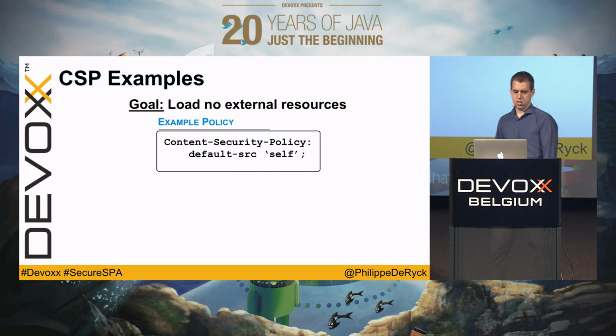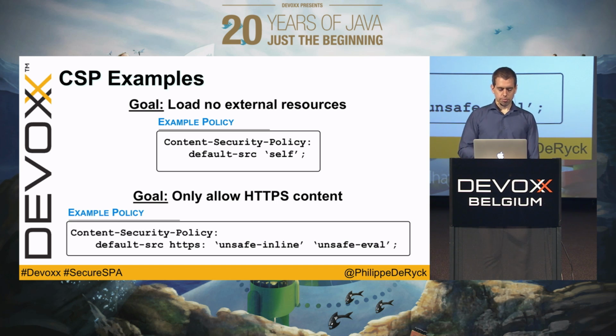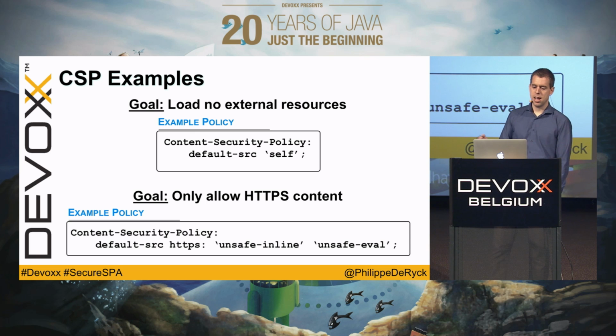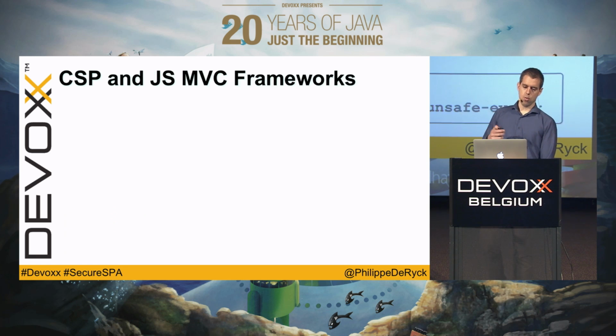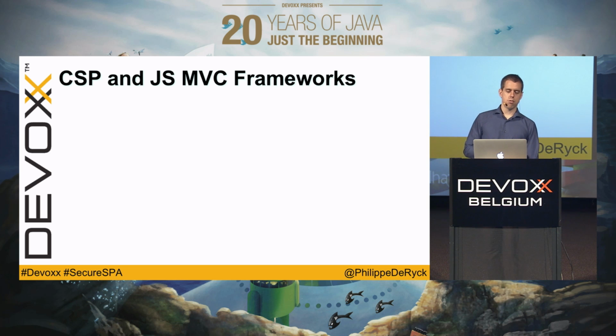So, a few more examples. If you want to avoid any external resources from being loaded, you can lock it down like this. If you want to allow only HTTPS content from being loaded, you can specify the default SRC to be HTTPS. And by adding the unsafe inline and unsafe eval here, you ensure that all the rest of the content keeps working like it was before. You only restrict all the resources to HTTPS only resources, which is maybe something very useful to do in your application. So let's talk about CSP and JavaScript MVC frameworks.